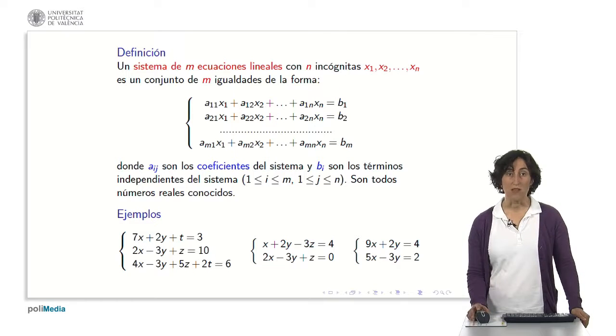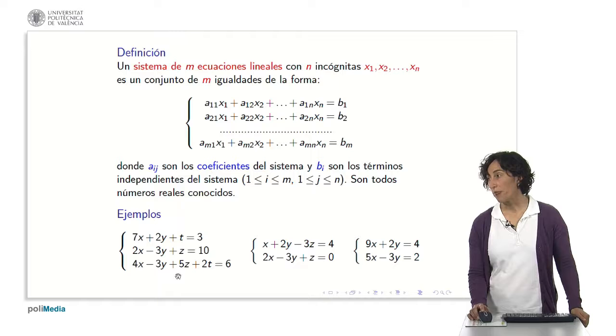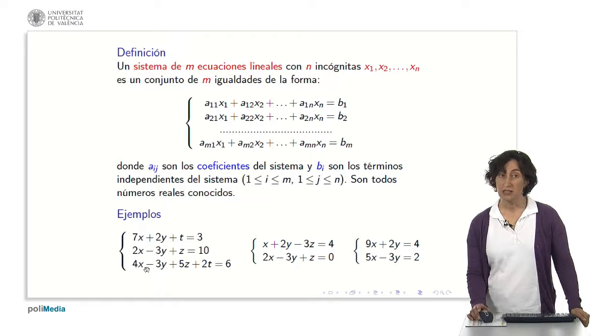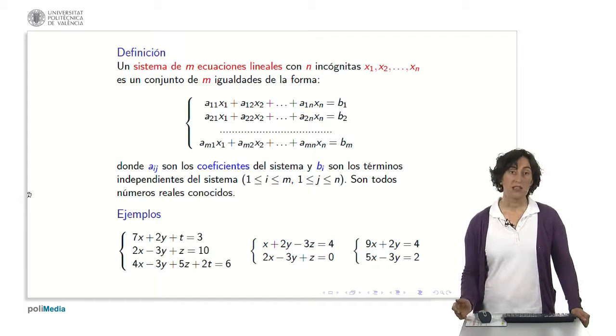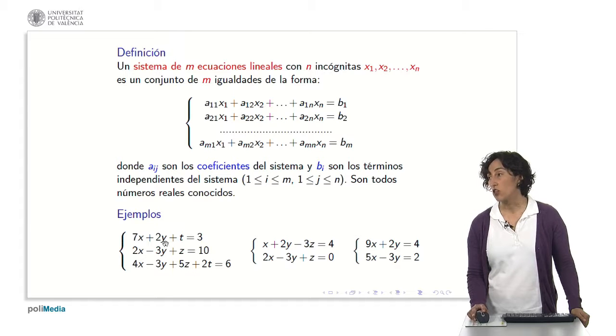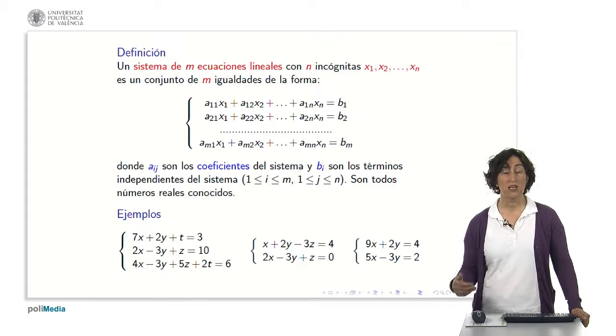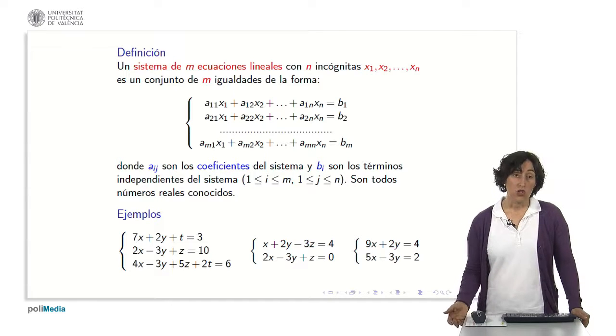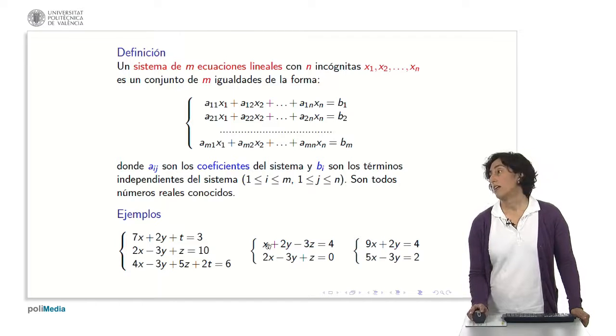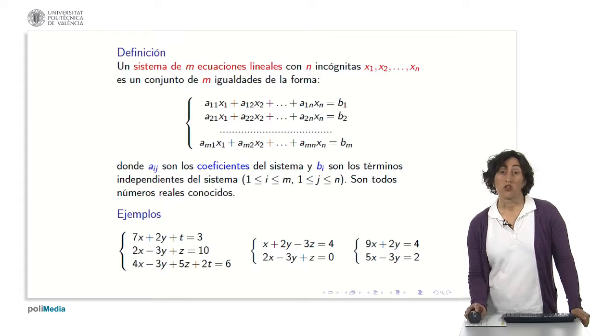So, for example, we have infinite possibilities. This first example that you have here has 3 equations and 4 unknowns, x, y, z, and t. It is not necessary that all the equations depend on all the unknowns, but the unknowns that appear are the same in the 3 equations. Then here we have a system with 3 equations and 4 unknowns. And we can find all the possibilities, that is, more equations than unknowns, an equal number of equations and unknowns, and even fewer equations than unknowns. In this other case, we have 2 equations and 3 unknowns. And this other example here has exactly the same number of equations as unknowns.